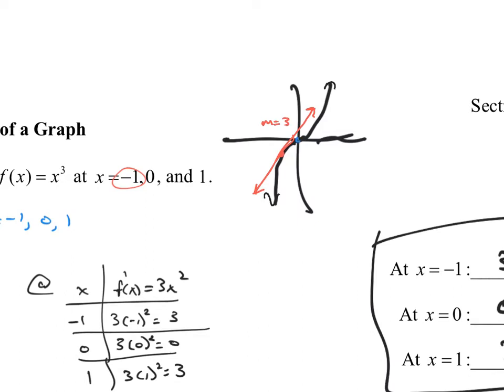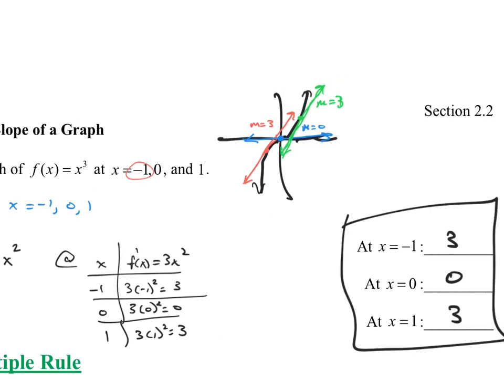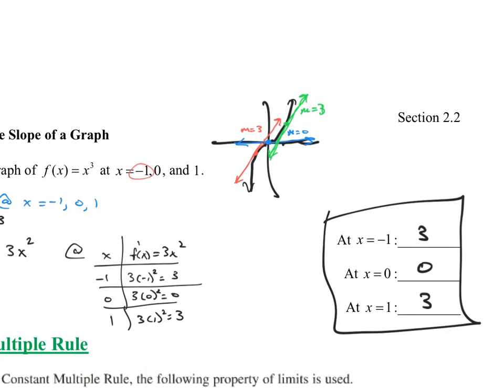Look at x equals 0, that'd be this point right here. If you notice the tangent line, what's the slope of that tangent line? We just determined the slope of that tangent line is 0. Likewise, when we have x equals 1, here's that tangent line. And if you look at that tangent line, we just determined that the slope of that line as well is 3. So that's what we did, is we found the slope of the graph at a point, or the slope of the tangent line, just simply using the power rule and plugging in numbers.